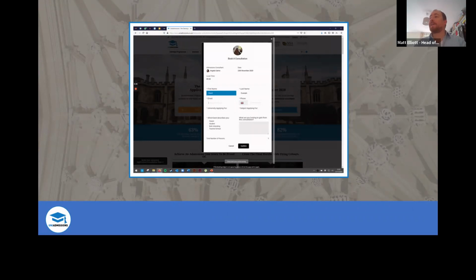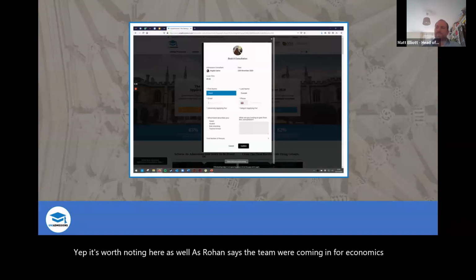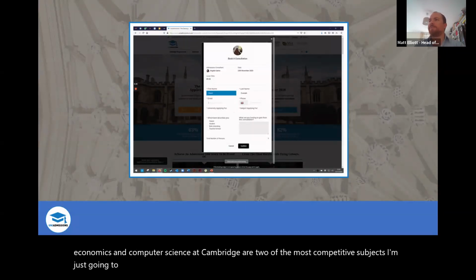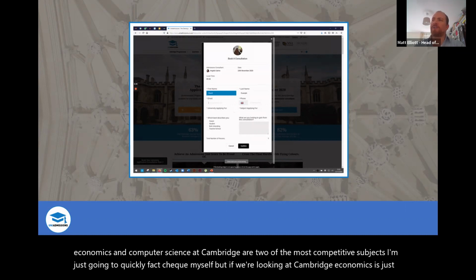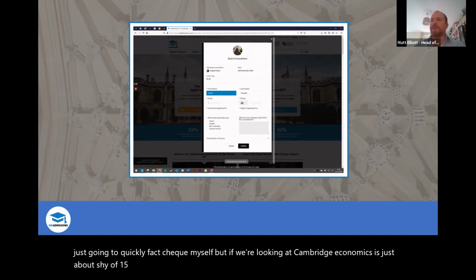Yeah. It's worth noting here, as Rohan says, the TMUA coming in for economics and computer science at Cambridge are two of the most competitive subjects. I'm just going to quickly fact check myself, but if we're looking at Cambridge, economics is just shy of 15% of people getting an offer, and computer science is lower again at close to 10%.